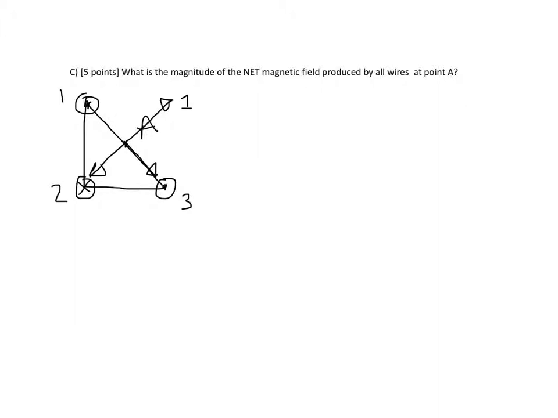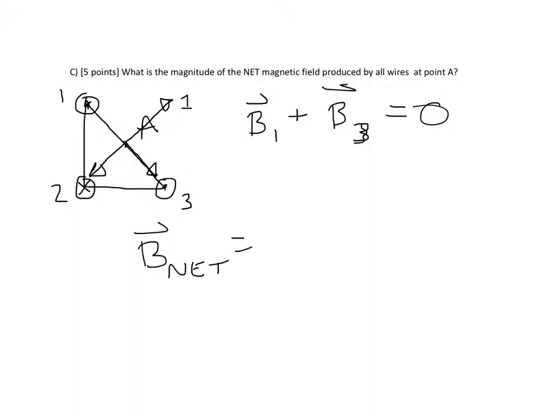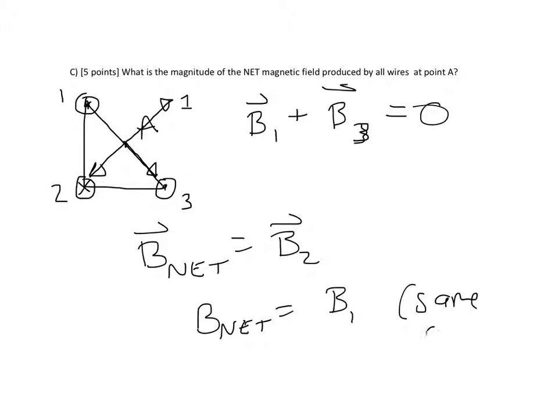Now, the magnitudes of all these are exactly the same because they're all the same distance from point A. So that means B1 plus B3, for example, equals 0. They cancel. So B net is actually just equal to B2, and we've already figured out that magnitude: it's the same as B1. Again, same as the answer to part A.